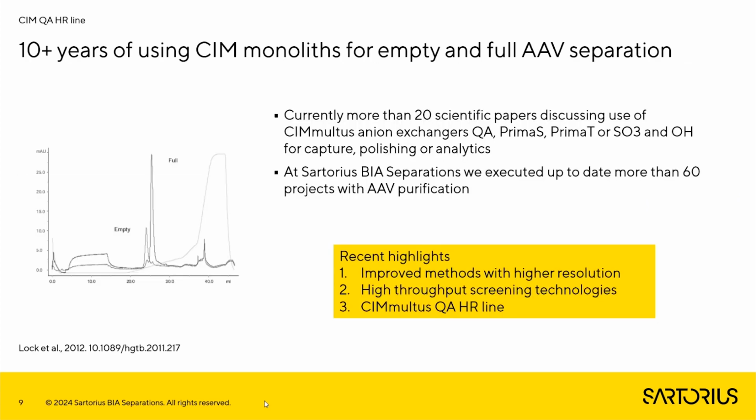And if we take a minute to reflect back on the evolution of our field, the AAV field, I think it's remarkable to consider that the use of monoliths for the separation of full and empty AAV particles was first documented in the year 2012 by Martin Lock from UPenn. In the decade since, over 20 articles have been published on the subject, illustrating the growing interest and advancement in the area. AAV vector is now really a cornerstone in gene therapy, with several thousand clinical trials currently underway and 8 drugs having received approval.